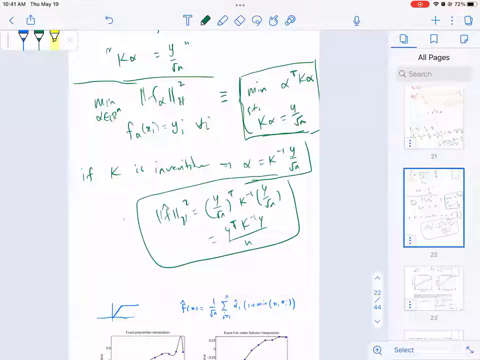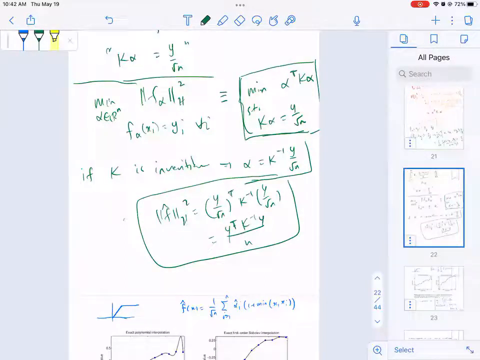If this K is not invertible, the only way that this has a solution is if y is in the range of K, and then you can show that any solution basically gives you the same value, alpha transpose K alpha, and then any solution would work. Sorry, maybe not any solution. Just figure out the case where K is not invertible.